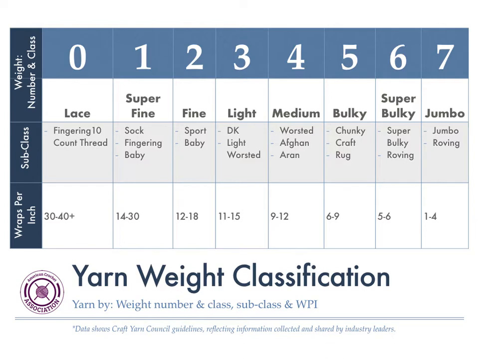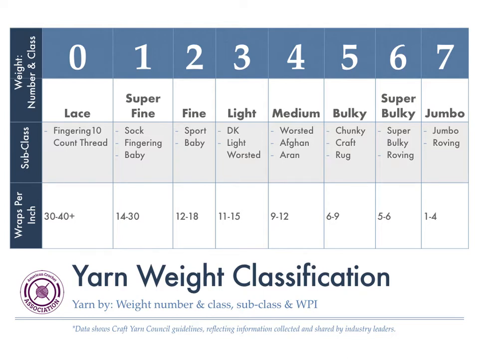While you're probably familiar with the numbering system 0 through 7, the rest of this chart may seem like a lot of extra information. However, all that extra information just helps us further define the exact weight of any yarn. Just because a yarn is weight 4 medium does not mean all yarns in the weight 4 medium classification are going to be exactly the same.